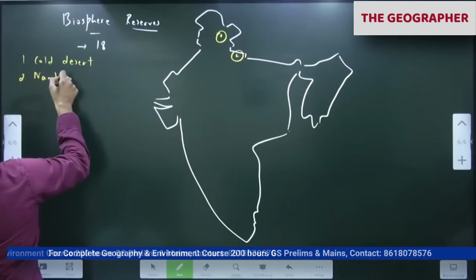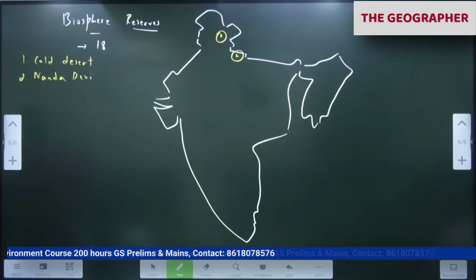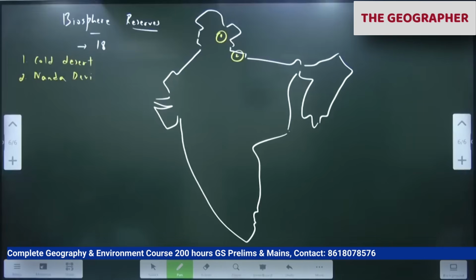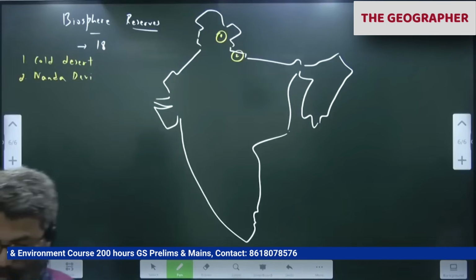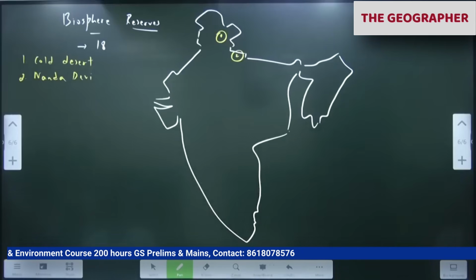Nanda Devi. Hope all of you are able to follow how to see this. You have to look for the symbol like this. This blue star, this one, cold desert, this one. Okay, some of you don't have atlas. Where is your atlas? Consistently not bringing atlas. Tomorrow you bring. One second, I'll take your atlas.